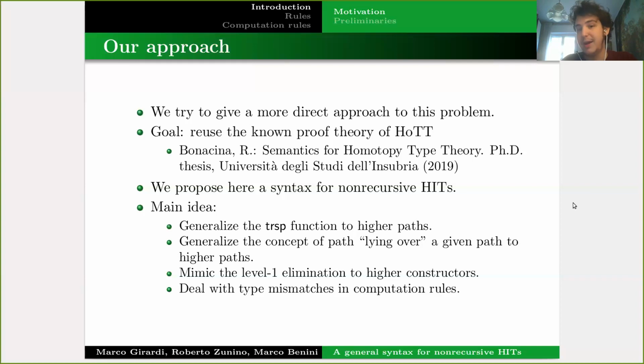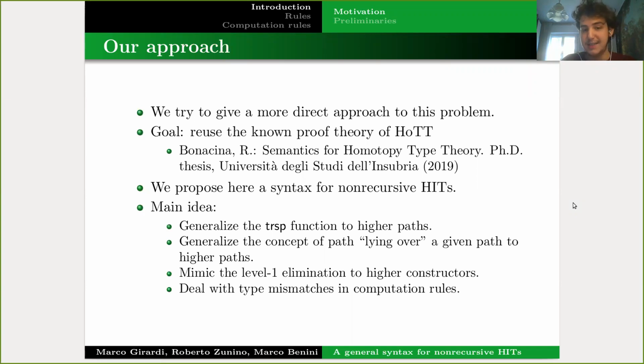Here in the talk, by homotopy type theory, I usually mean the type theory presented in the HoTT book. So we have a cumulative hierarchy of universes and everything is in the book, basically. Our goal is basically to extend the results known about this theory. In particular, in the PhD thesis of Roberta Bonaccina is proven a normalization theorem for HoTT with ordinary inductive types. And we would like to extend this for higher inductive types as well.